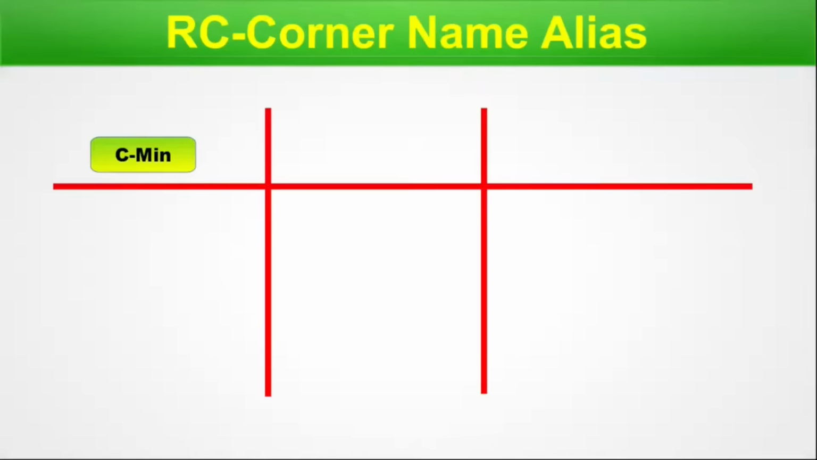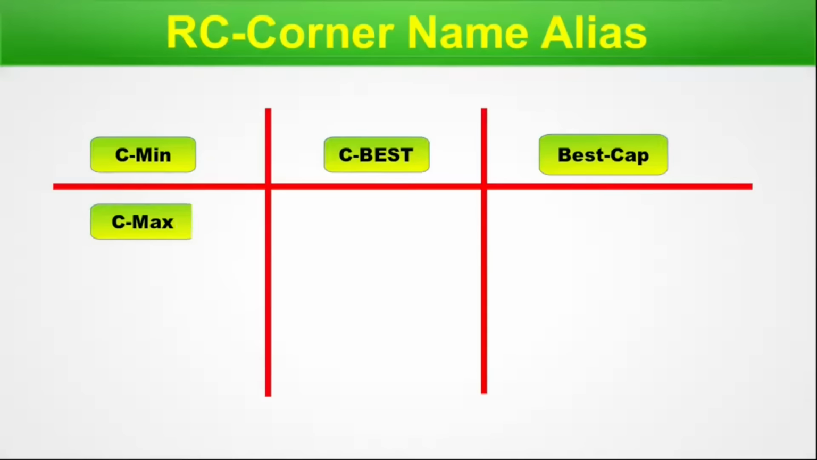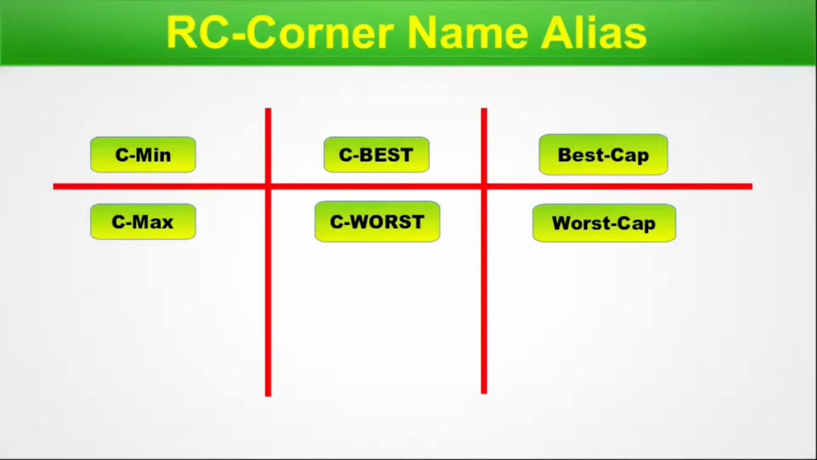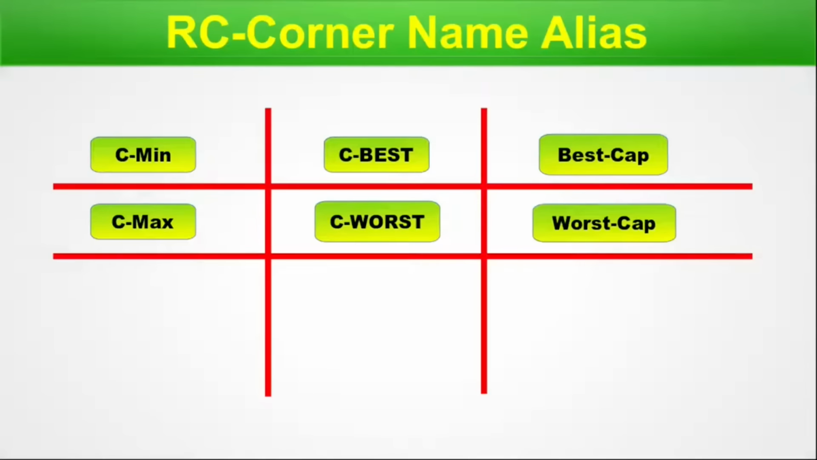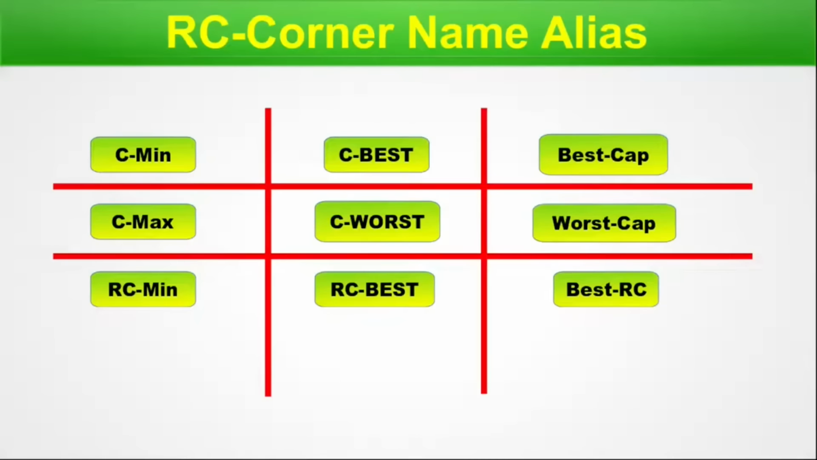So here first Cmin, it can have another alias Cbest and also best cap. So these are aliases, so pin them into your mind. Next comes the Cmax, which is also called the C-worst. Also, it is called the worst cap. So in the previous graph, you can get from your foundry any of the names attached among these aliases I have just mentioned. So let me draw a horizontal line, and next comes the RC min. RC min is also called the RC best. Also, it is called the best RC corner.